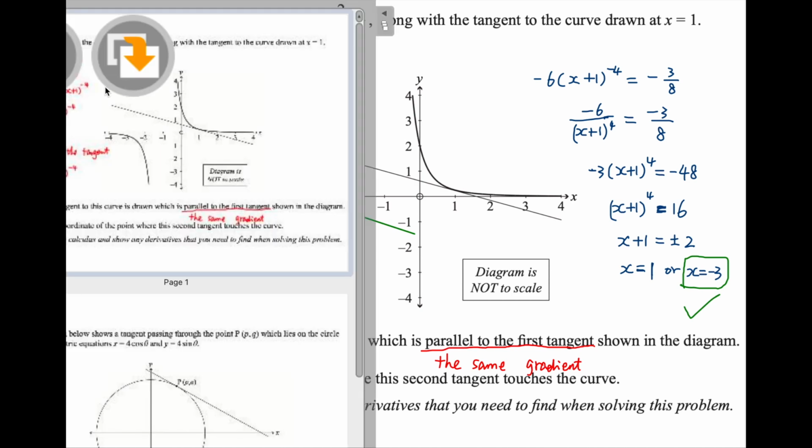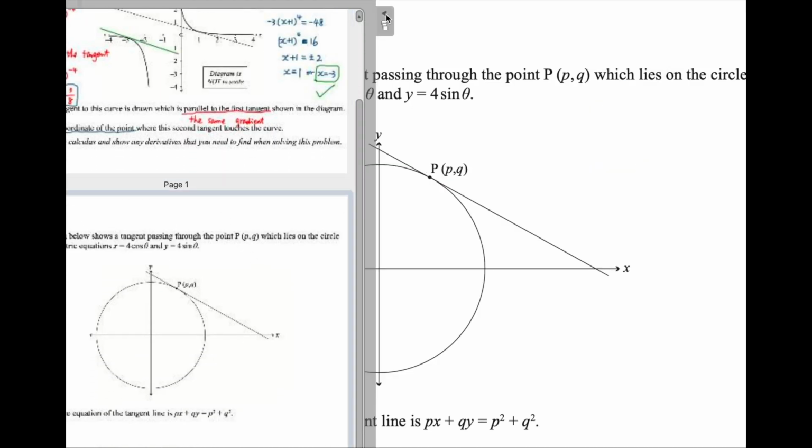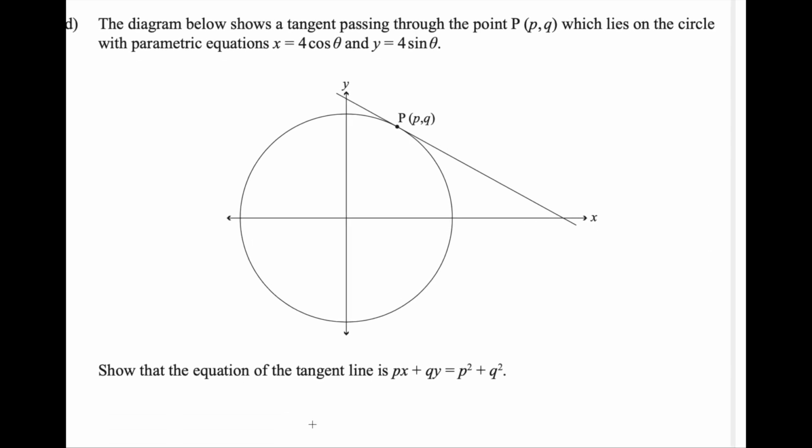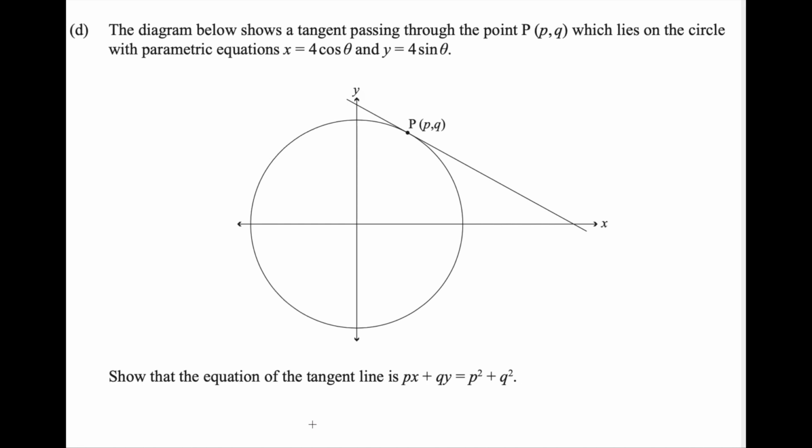Now let's move on to question D. The diagram below shows a tangent passing through the point P, with x coordinate p and y coordinate q, which lies on the circle with the parametric equations x equals 4 cos theta and y equals 4 sine theta. Show that the equation of the tangent line is px plus qy equals p squared plus q squared.